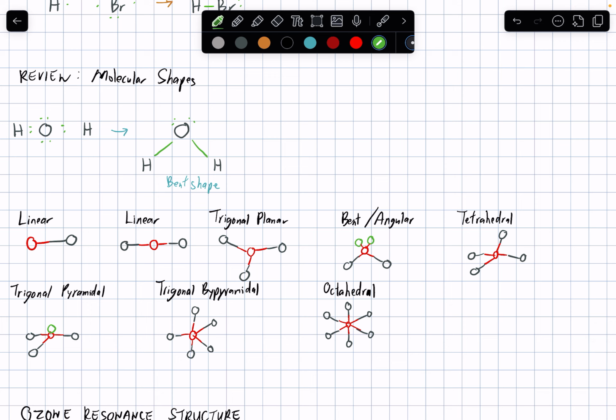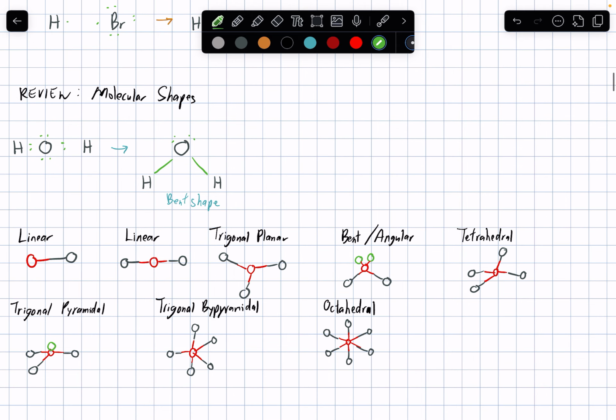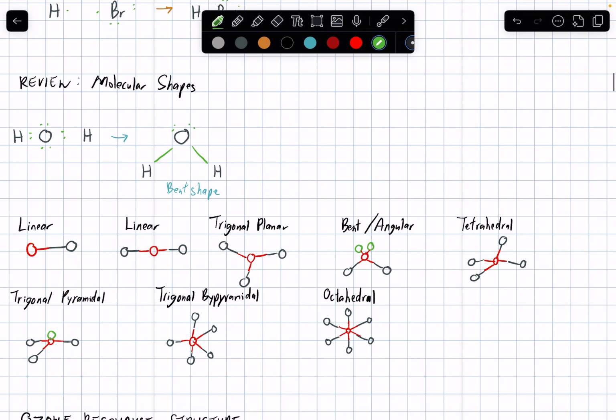Molecular shapes. Just look at the illustrations. I'm not going to elaborate further on this.